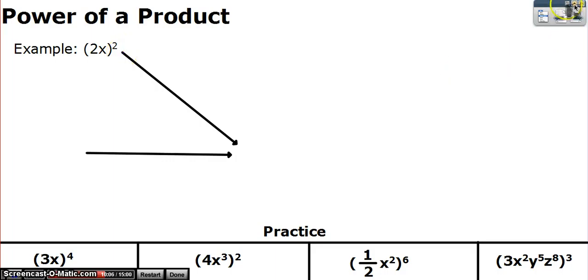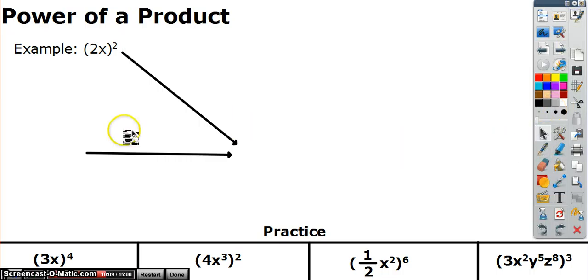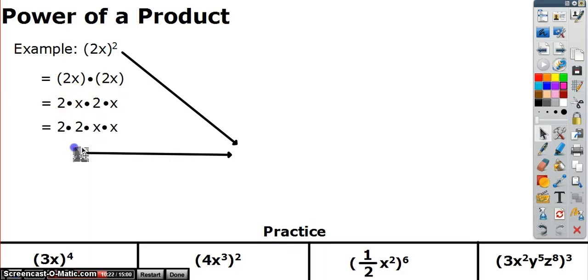All right, we can use our expanded form once again to kind of derive how this rule works. So start by doing 2x times 2x. I don't need the parentheses because everything's being multiplied together. And the commutative property says I can just rearrange these in any order I want. So I'm going to put the 2's next to each other and the x's next to each other. Multiply that back together and you get 4x squared.